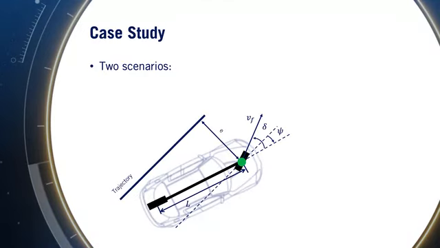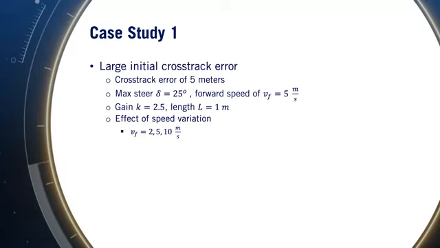Let's now dive into a simulation example of the error dynamics for the Stanley controller to observe its convergence characteristics. In this example, let's take a look at two extreme scenarios: large initial cross-track error and large initial heading error. In the first case, for large initial cross-track error, let's assume the initial cross-track error is 5 meters, and that the maximum allowable steering angle is 25 degrees, and the forward velocity is 5 meters per second.